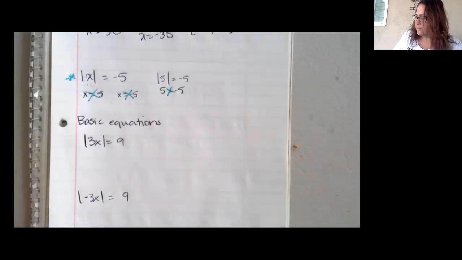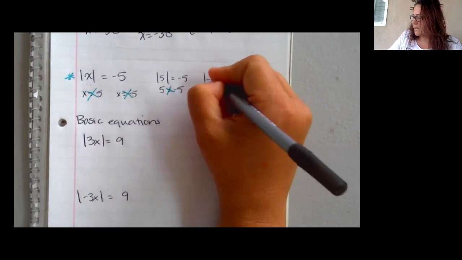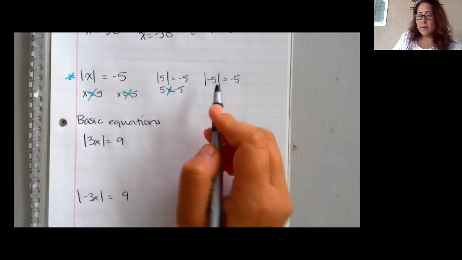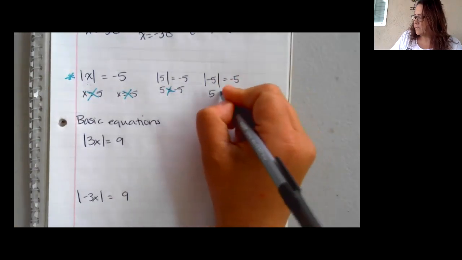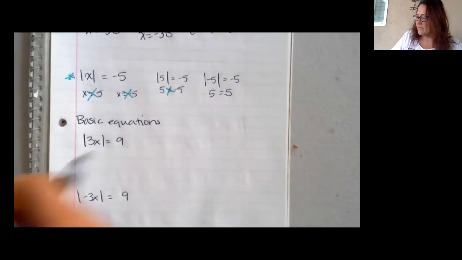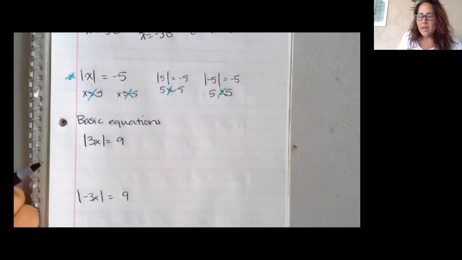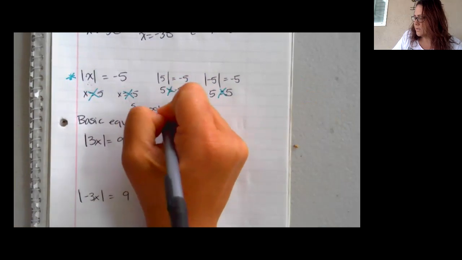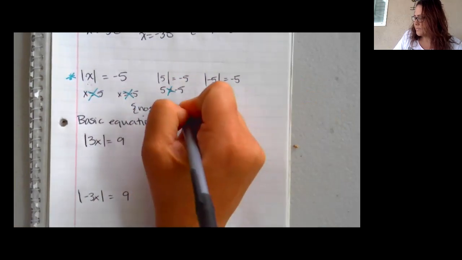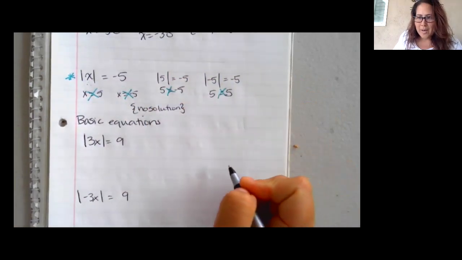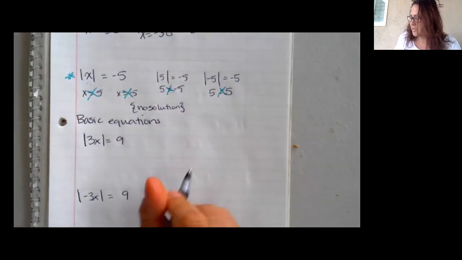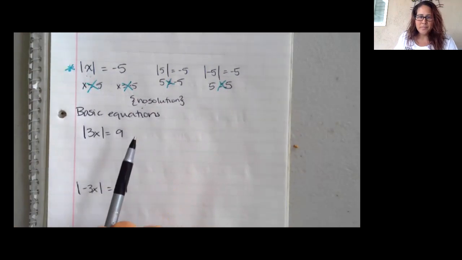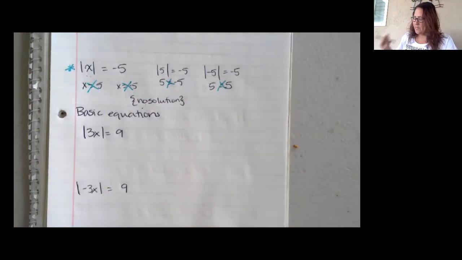That doesn't work. I plug -5 in there. The absolute value of -5 equals -5. Okay, well, the absolute value of -5 is still 5, and that does not equal -5 either. Okay? So this equation has no solution. So that's one of the two instances in which you won't get two solutions. You can get no solution.